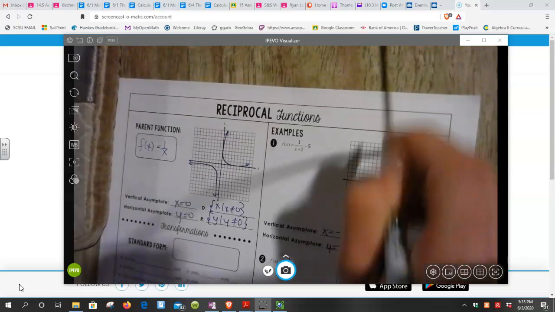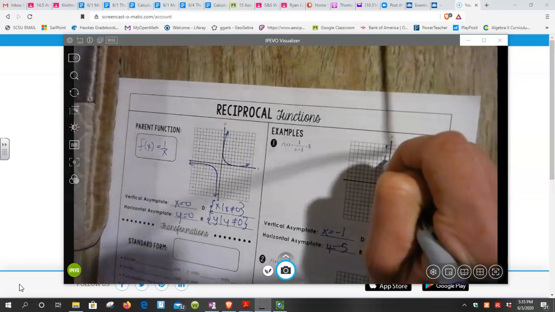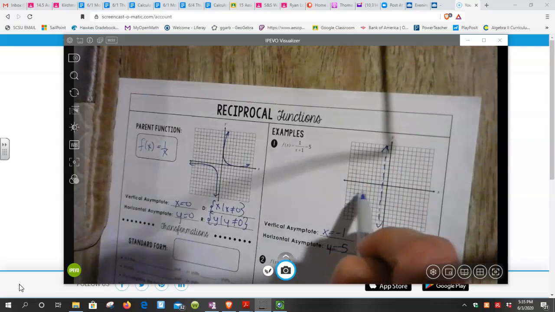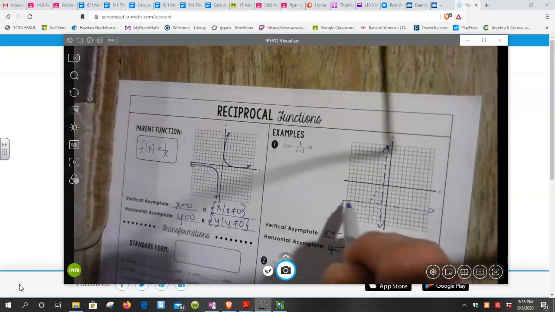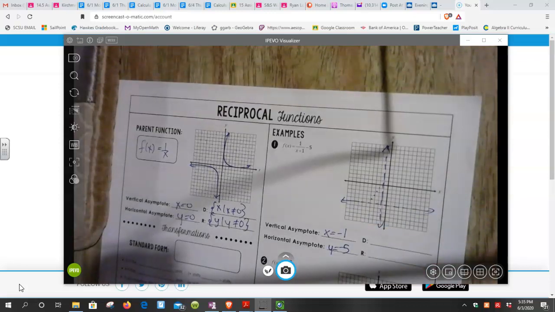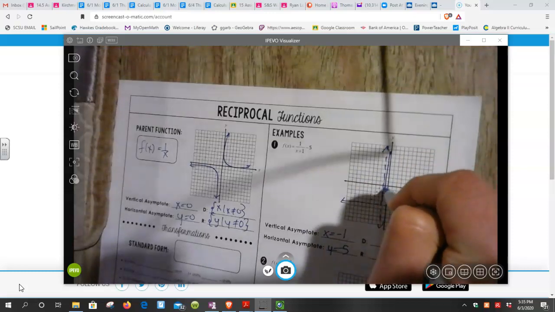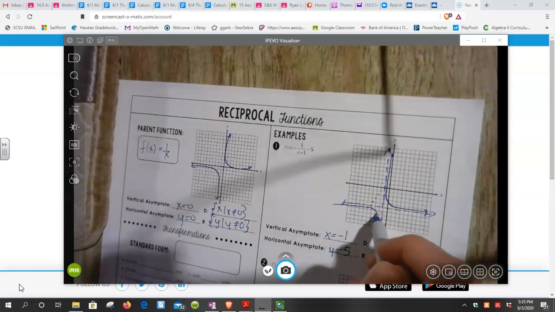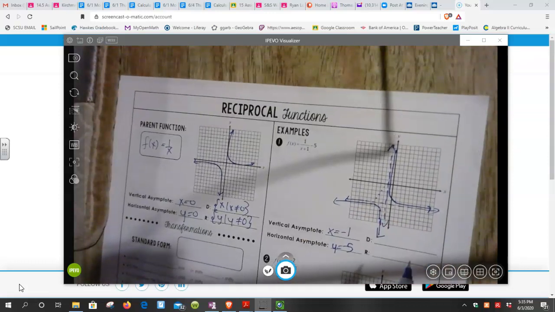All right, so you're going to have x equals -1, and then you have y equals -5. So our asymptotes, and the graph is going to come down like this. All right, so that's our graph right there. So our domain is going to be x such that x does not equal -1. And our range is going to be y such that y does not equal -5.